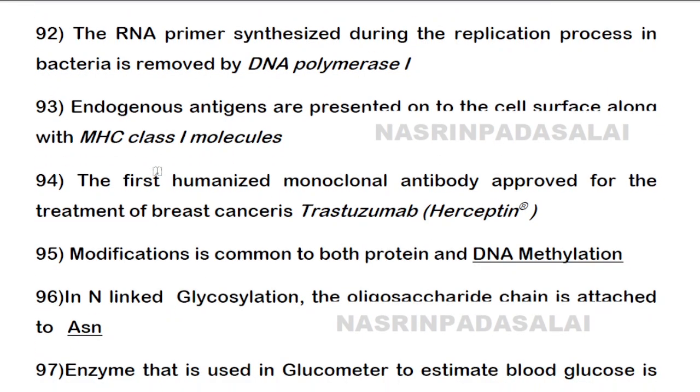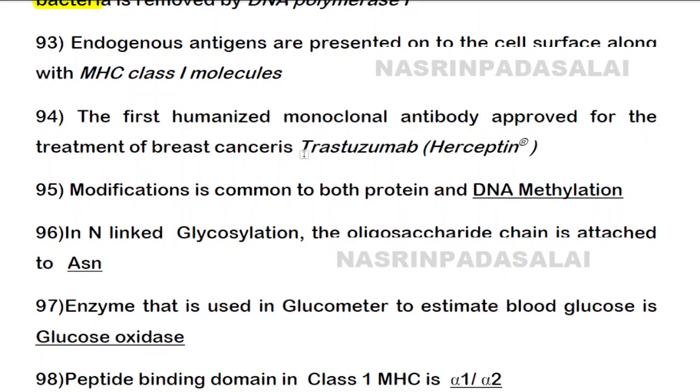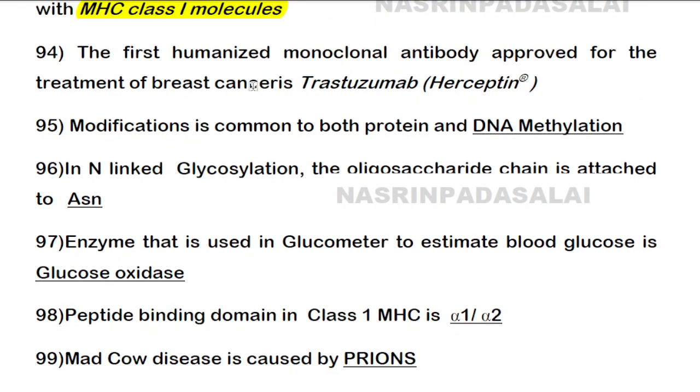92. RNA primer synthesized during the replication process in bacteria. They are speaking about bacteria, and this RNA primer is removed by DNA polymerase 1. Next, 93rd: endogenous antigens are presented on the cell surface along with MHC class 1. MHC class 1 is involved in presenting endogenous antigen. The first humanized monoclonal antibody approved for the treatment of breast cancer is Herceptin. This is the trade name, and this is the monoclonal antibody name.